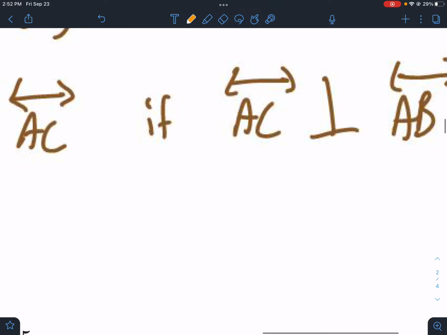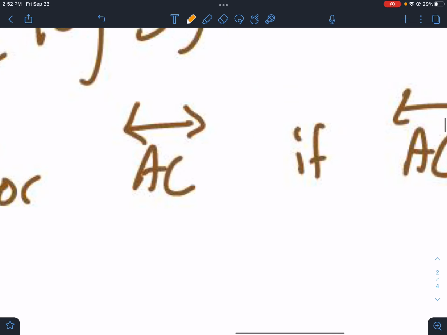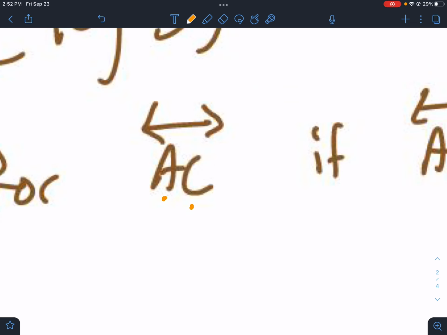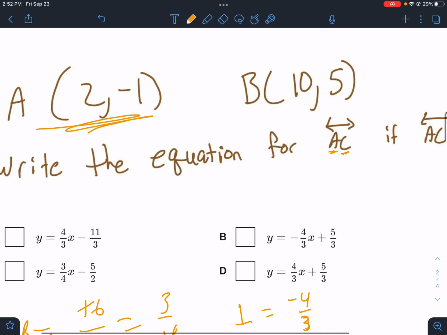So what do you need to write the equation of a line? You need a slope, which we got, and a point. What equation am I trying to do? I'm trying to do AC, so I could use A or C. There's no C, I know. I don't care that there's no C. I got A right here. I don't need both. I need one. I need a slope and a point.